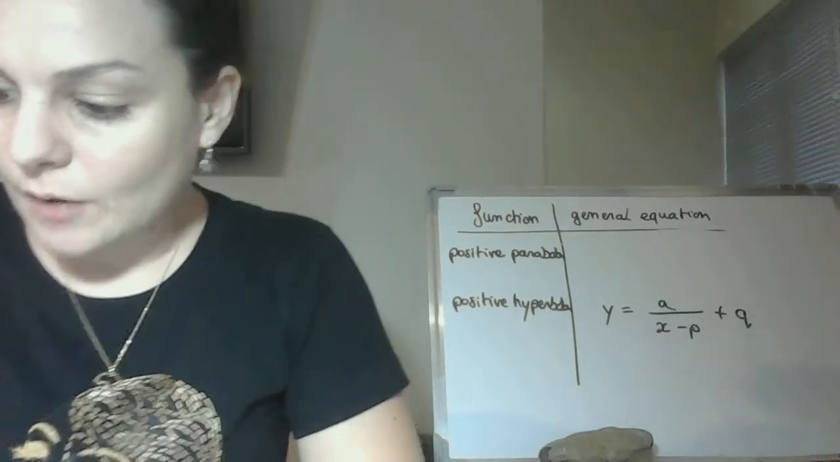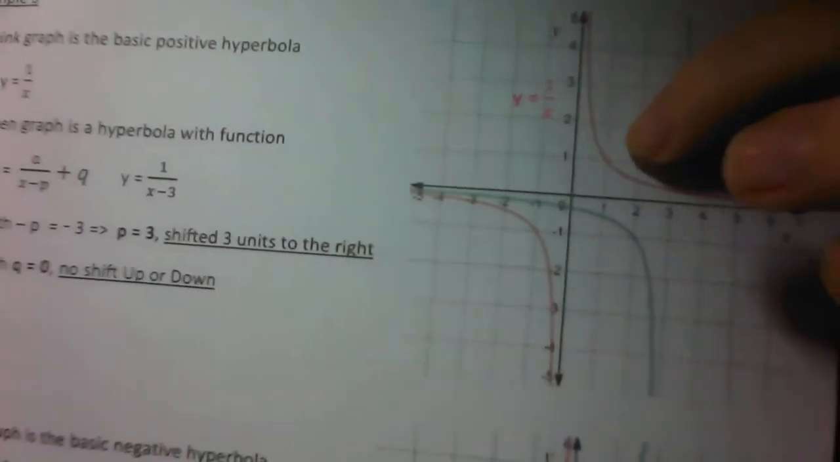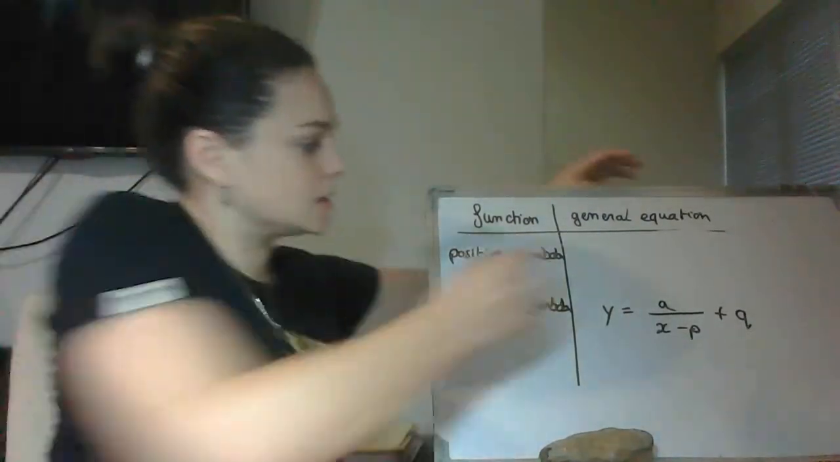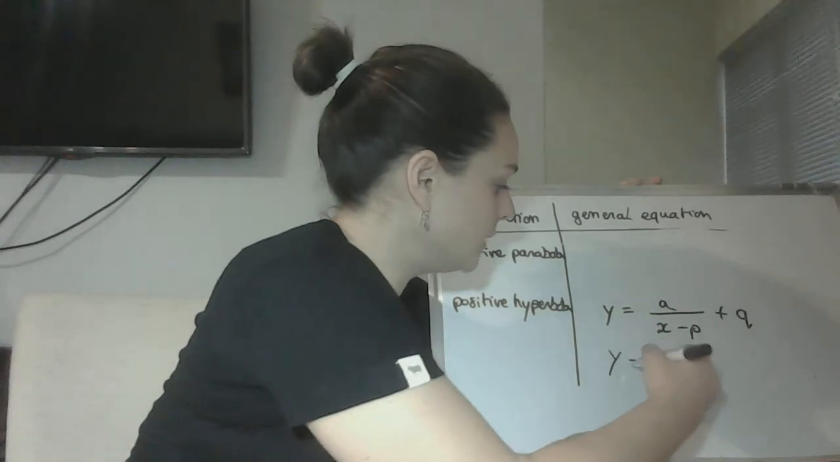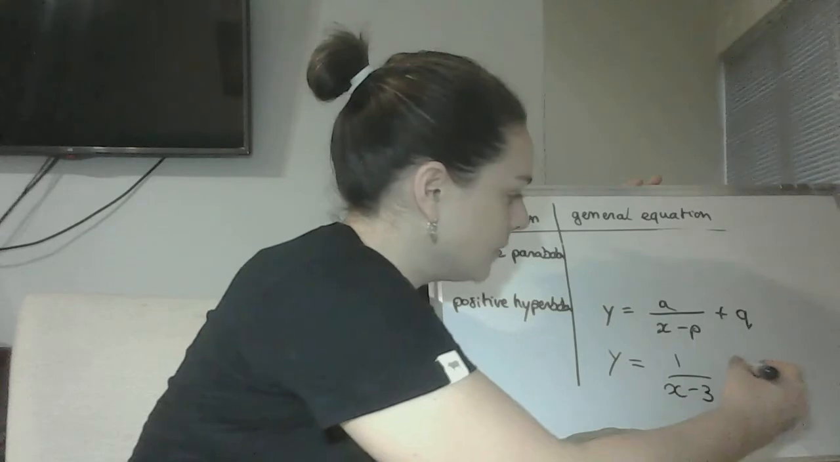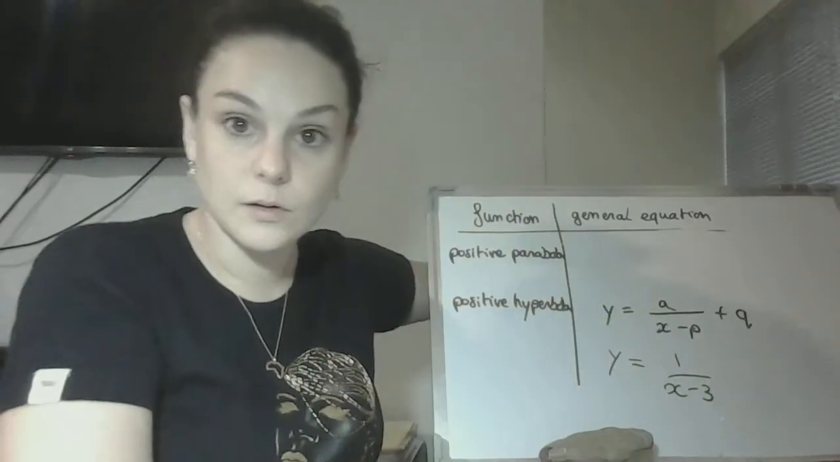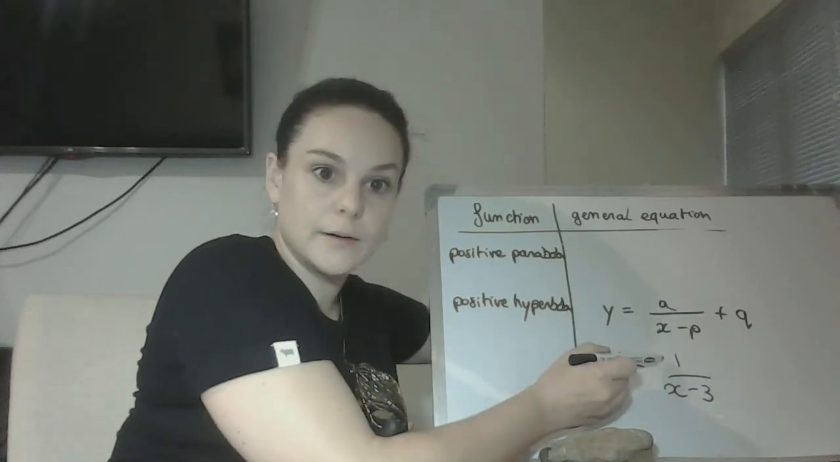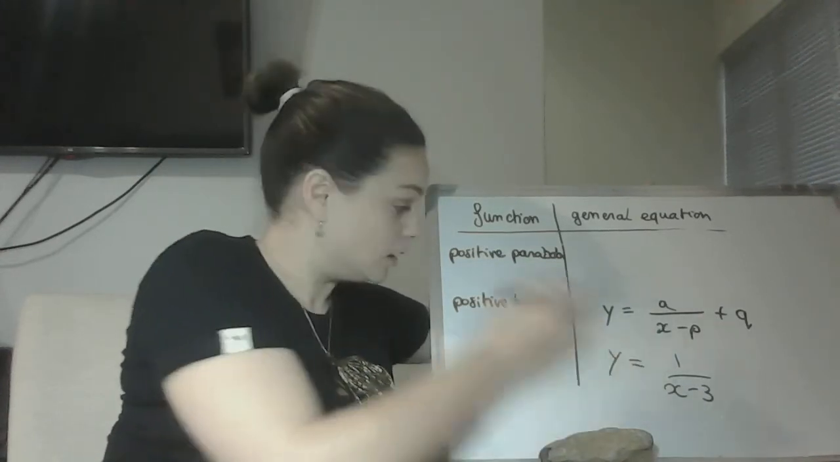Alright, so our pink one here is y equals 1 over x, centered. And now we're drawing the green one, 1 over x minus 3. So this equation is now going to be compared to y equals a over x minus p. And there is nothing to the right, so that makes our a a 1. Positive 1, so positive hyperbola.